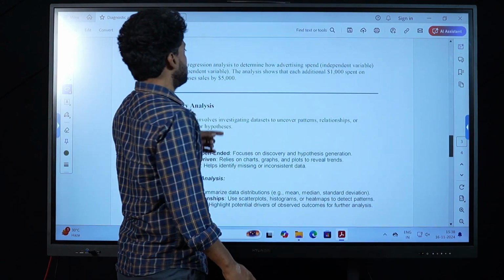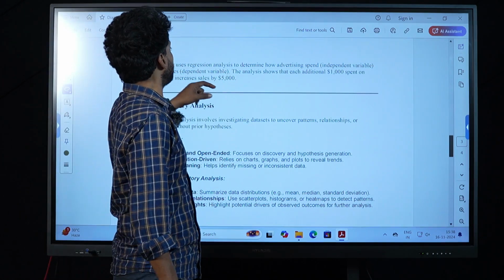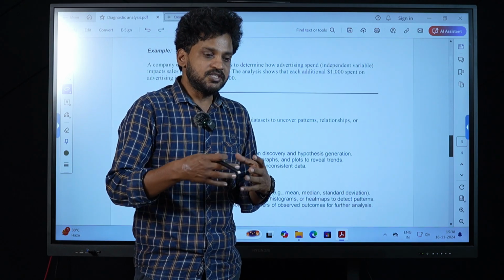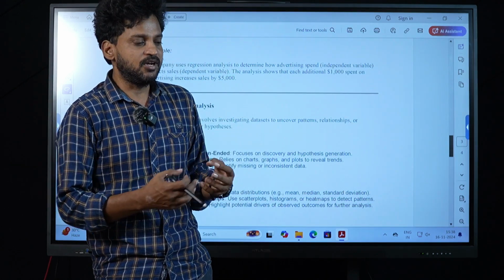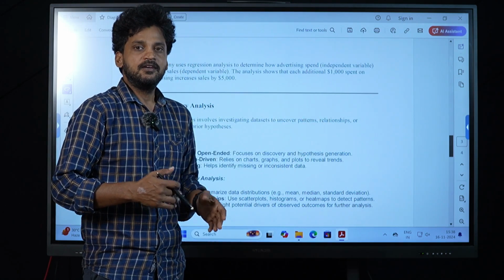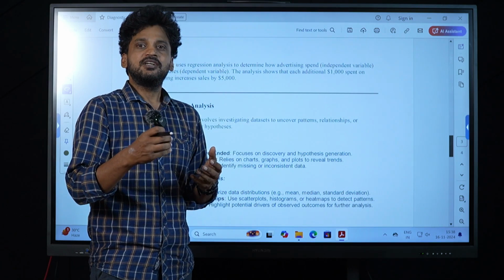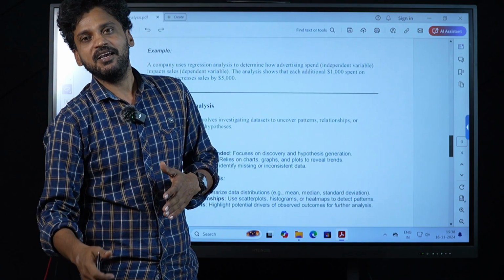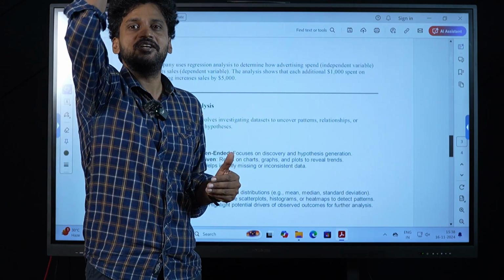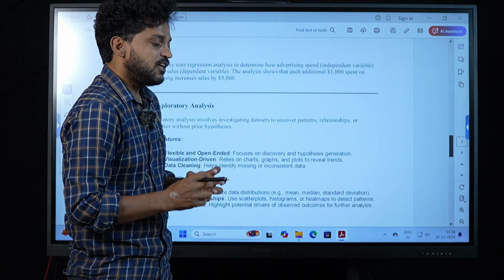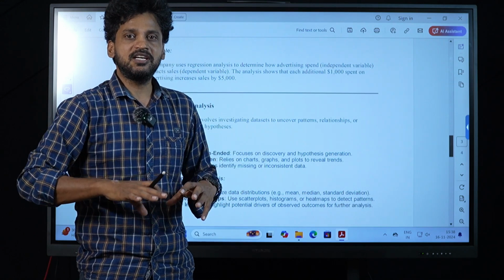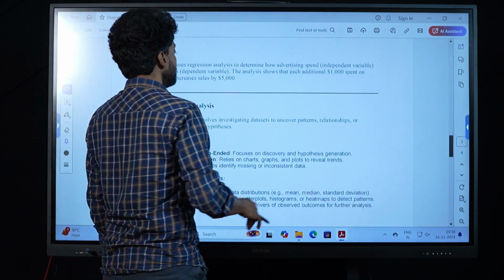A company uses regression analysis to determine how advertising spend impacts sales. Now the thing is, for instance, I started a company. Any company would have expenditure or investment on advertising. For instance, if I spend 100 rupees, how does it contribute to the growth of my sales? If you spend 200 rupees, how are the sales increasing? This is called a regression. There has to be a rigorous analysis done towards the regression, which is called regression analysis.